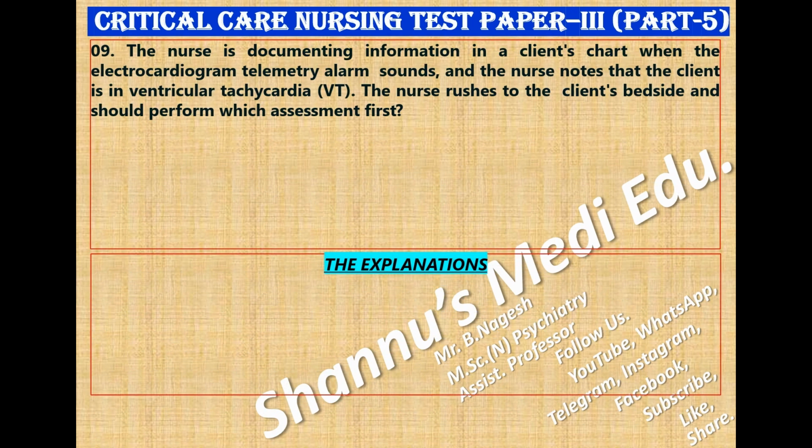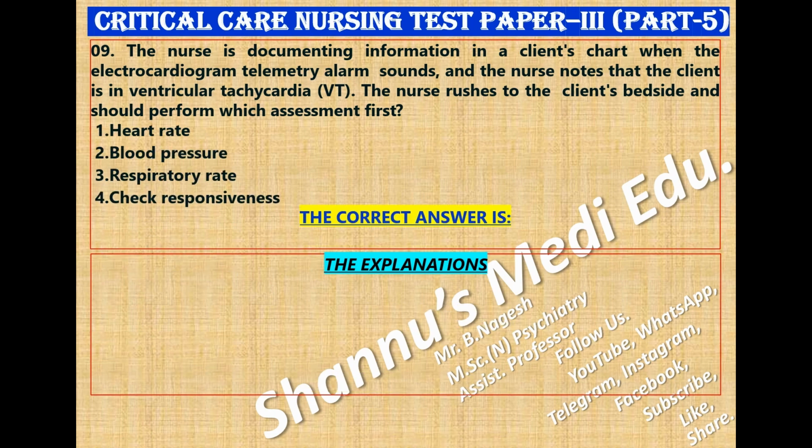Question number 9. The nurse is documenting information in a client chart when the electrocardiogram telemetry alarm sounds and the nurse notes that the client is in ventricular tachycardia. The nurse rushes to the client's bedside and should perform which assessment first? Option 1 heart rate, option 2 blood pressure, option 3 respiratory rate, option 4 check responsiveness. The correct answer is check responsiveness.